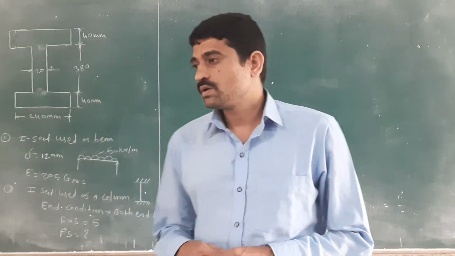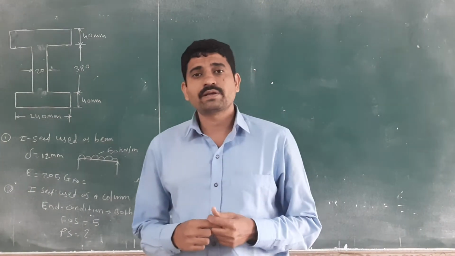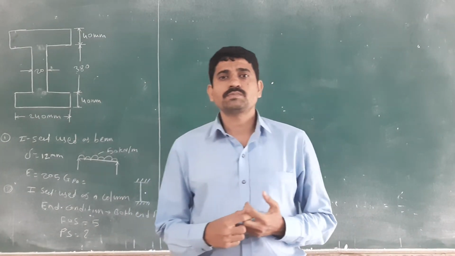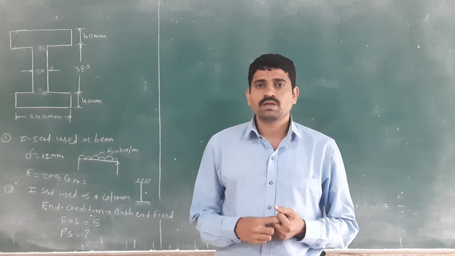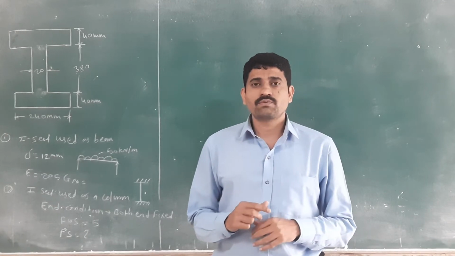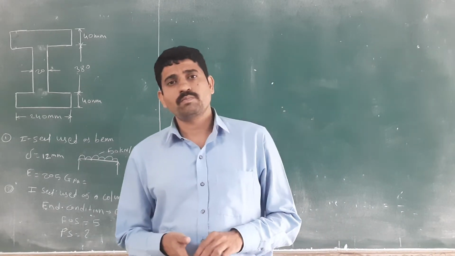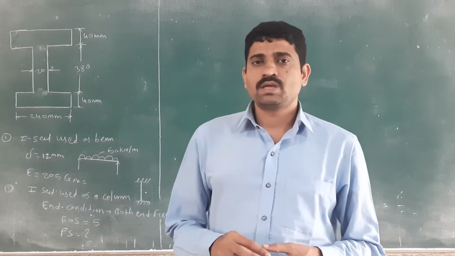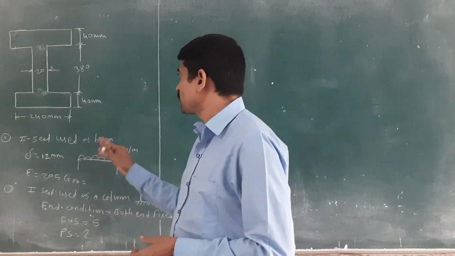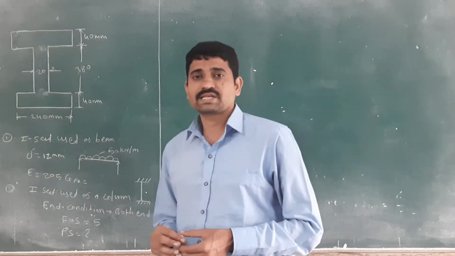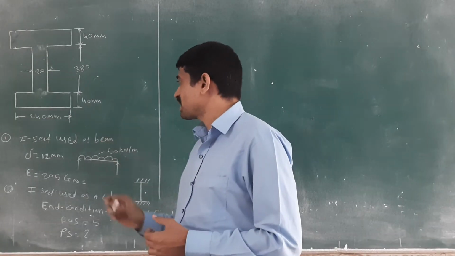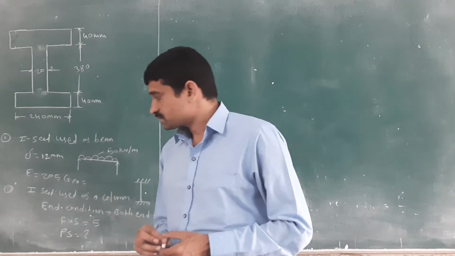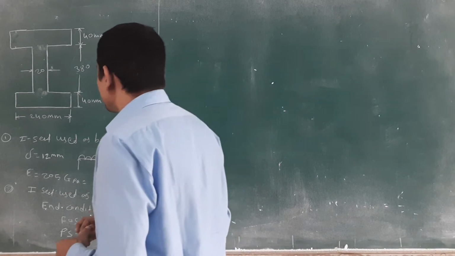In the last lecture we completed the buckling of column theory part. In today's lecture we will go on to the numerical on buckling of column. See guys, here is one numerical given on an I section. This is the symmetrical I section. What is given in this numerical?